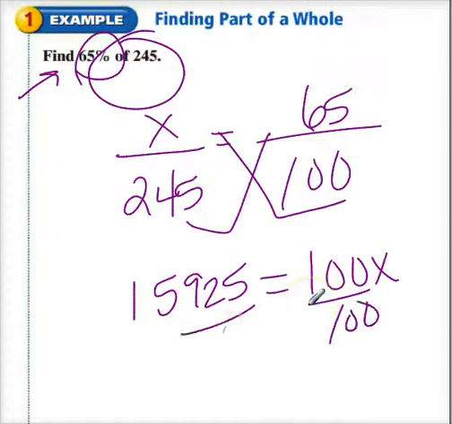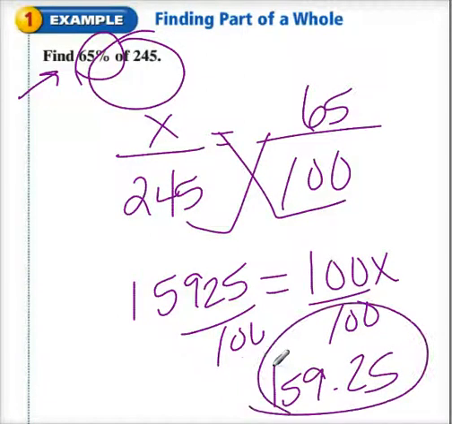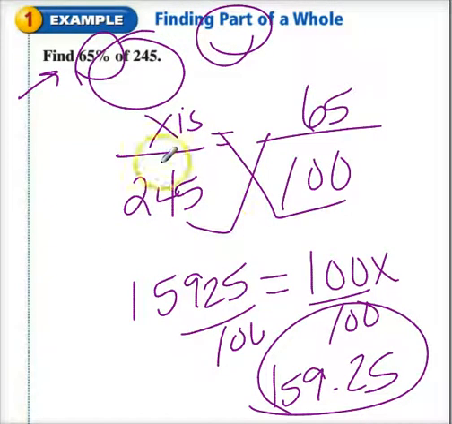Divide both sides by 100, and I get 159.25. Simple as that. So in this one, notice if you're solving for the is, that's like solving for the part of a whole. Okay? So we'll use both terminologies.